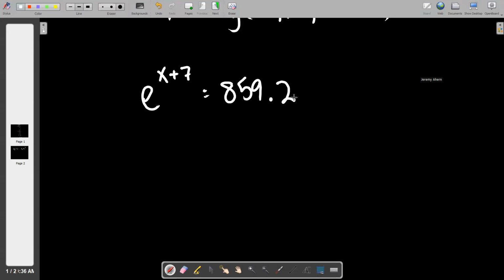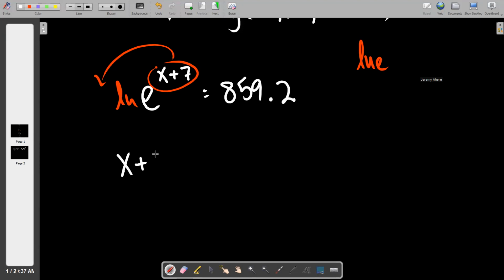So this time we're not going to log both sides. We're going to natural log both sides, because if I drop the x plus 7 down in front of a natural log, what's the natural log of e? You know this, because it was on the last quiz. It's 1. It's another redundant log, no different than the log of 10. So I can just bring the x plus 7 down in front.